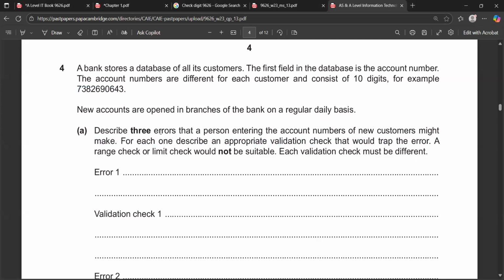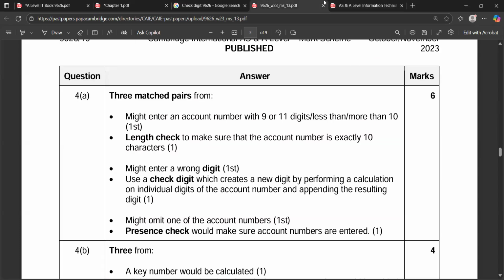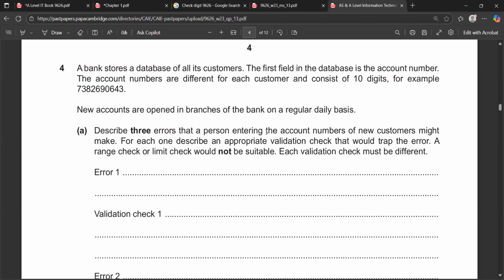But the question said describe three errors that a person entering the account number of a new customer might make. For each one, describe an appropriate validation that would trap the error. A range check or limit check would not be suitable. Each validation check must be different. And you have been given that the account numbers are different for each customer and consist of 10 digits, for example, this. So for this part, the best suited answers are going to be a length check and a check digit, or you can say a presence check.